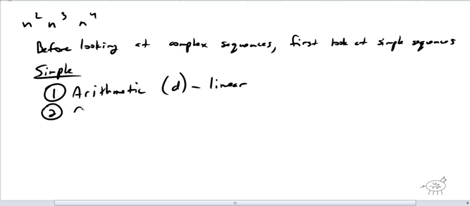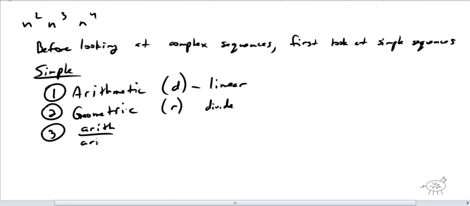You're also going to look for geometric. That means you divide, right? And so we're going to be looking for r. So just remember to divide, to see if there's an r value. And the third kind is maybe arithmetic over arithmetic.